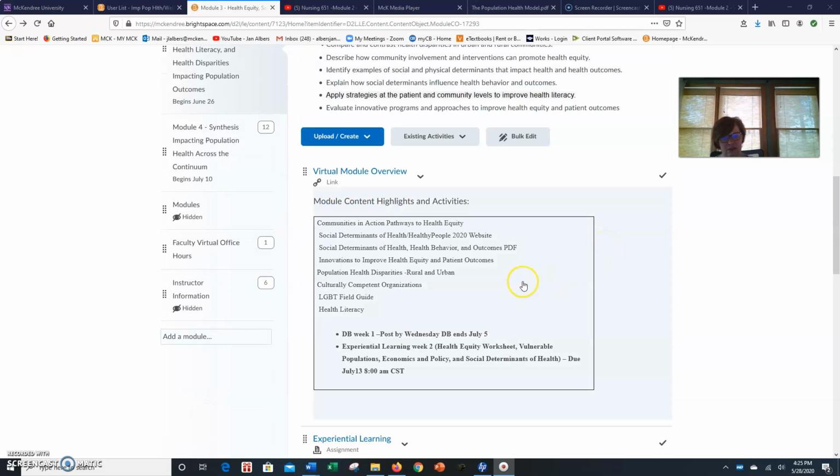So the module itself, this is just a highlight of what's entailed in the module, and there's much more included. And all of these will be resources for you. Building that toolbox, knowing what's available to you will be very helpful as you move forward.